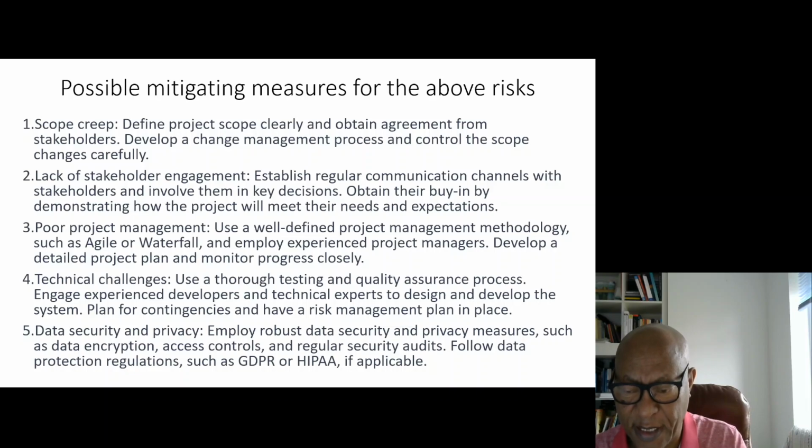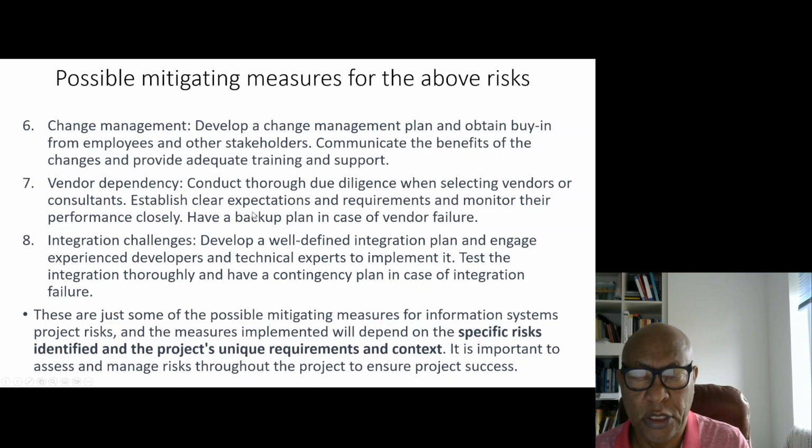The other one is data security and privacy for the data. Employ robust data security and privacy measures. Data encryption is one of the things, along with access control and regular security audits. Follow data protection regulations such as GDPR or HIPAA if applicable. The other one, the possible mitigating measure for change management, is to develop a change management plan and obtain buy-in from employees and other stakeholders. Communicate the benefits of the changes and provide adequate training and support.